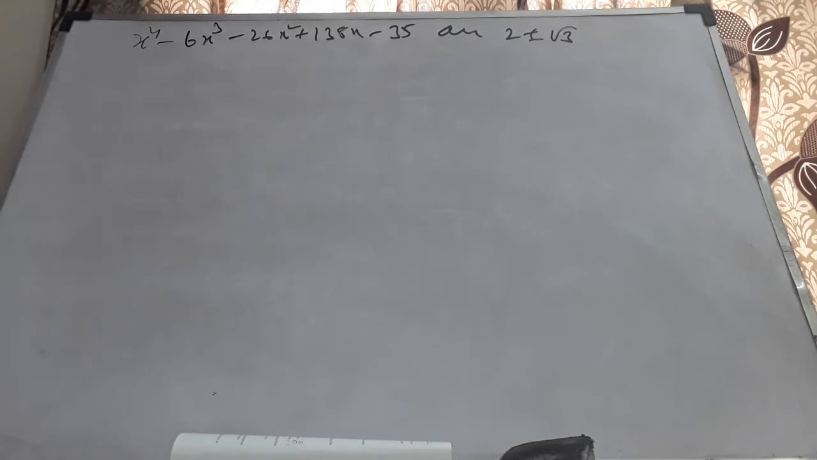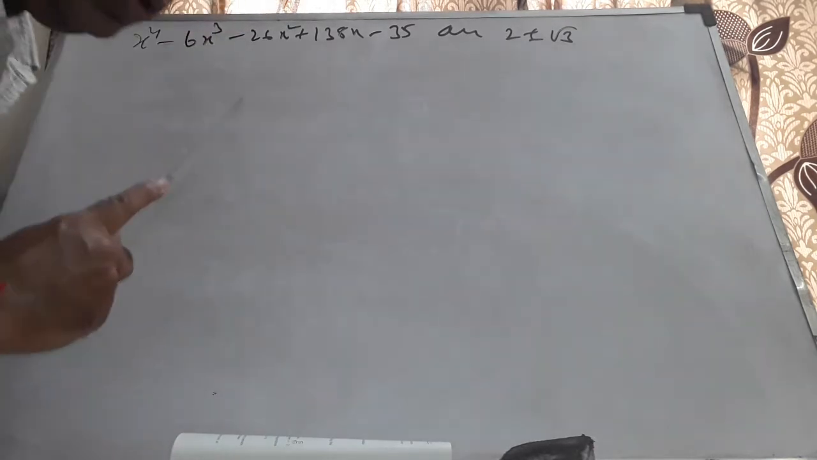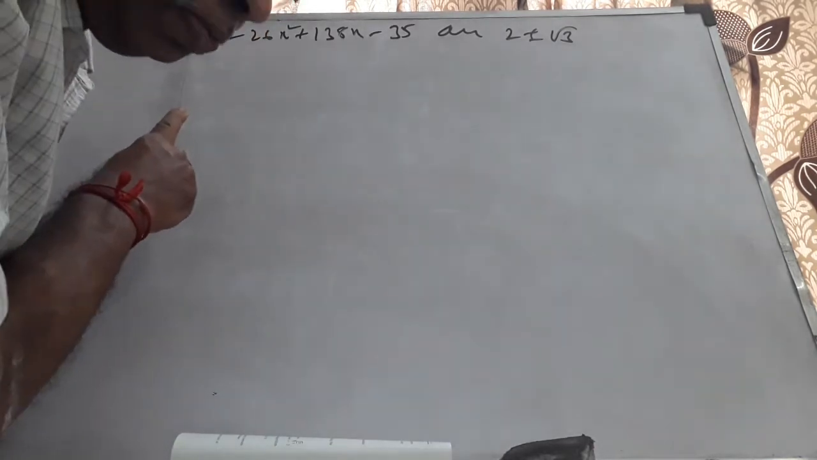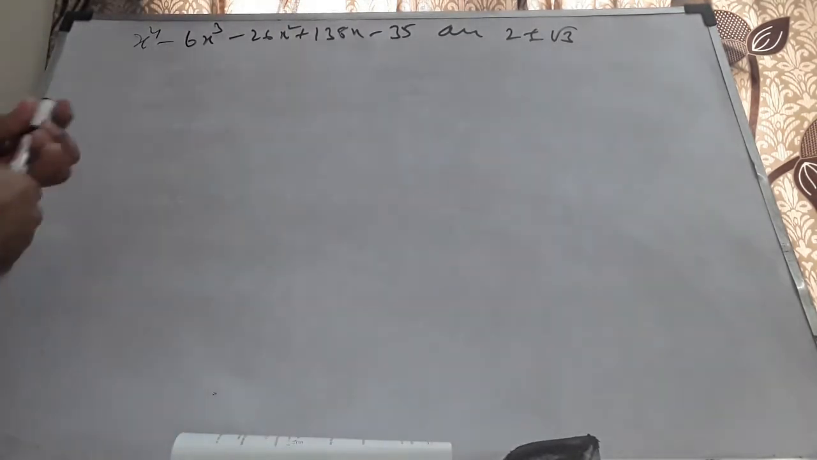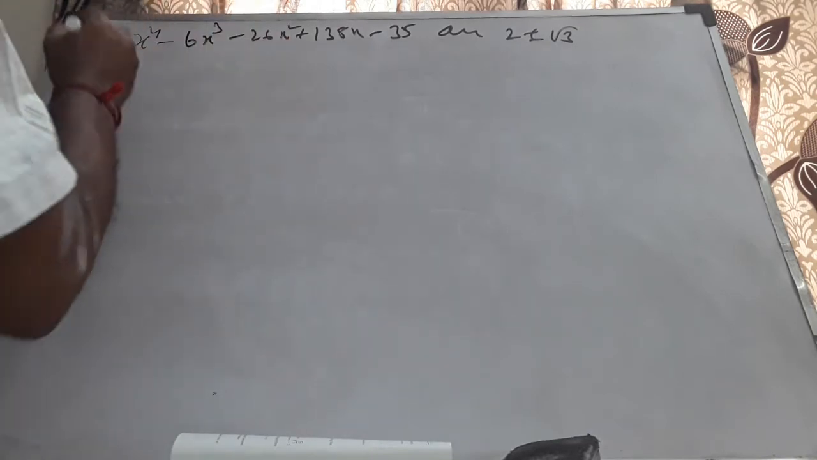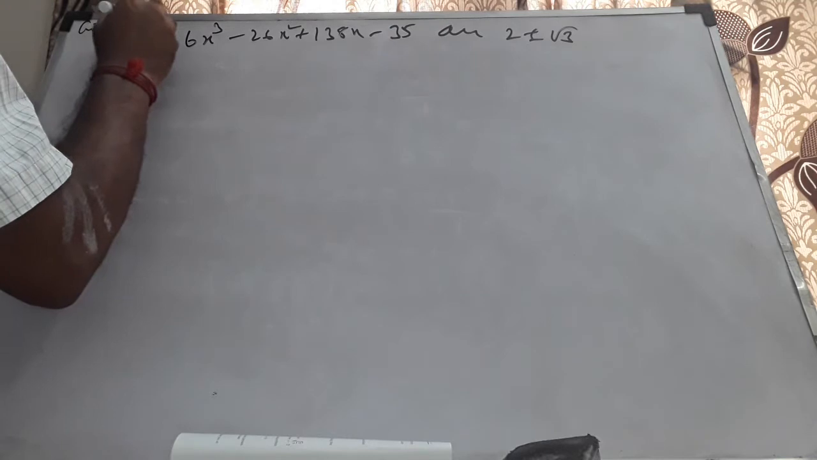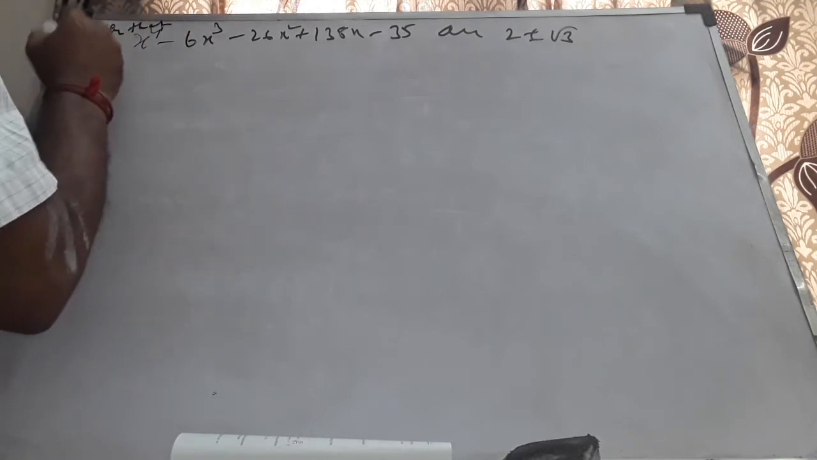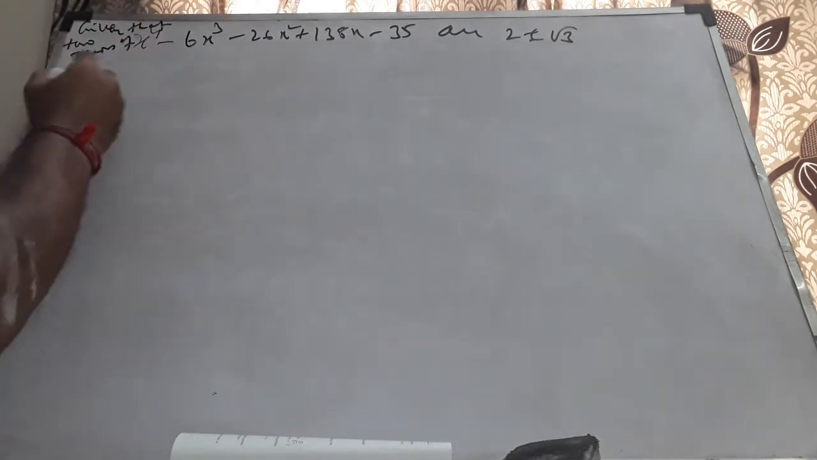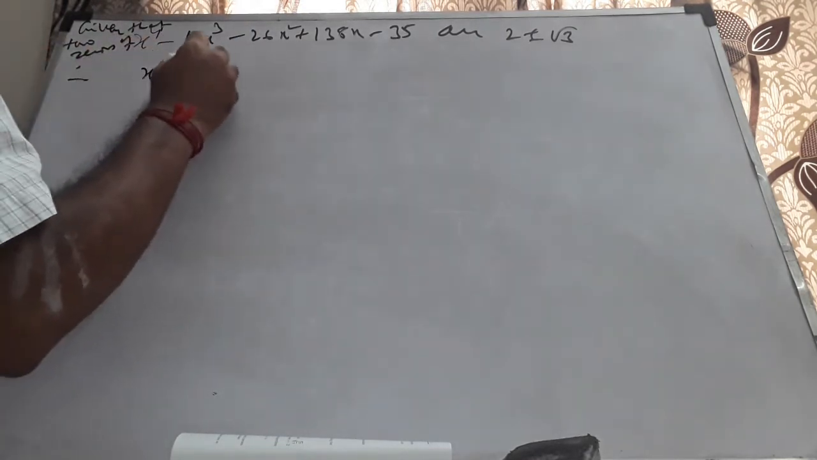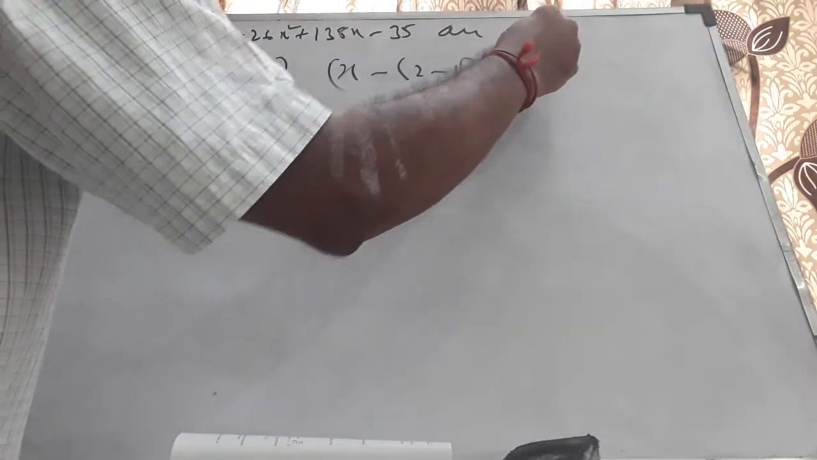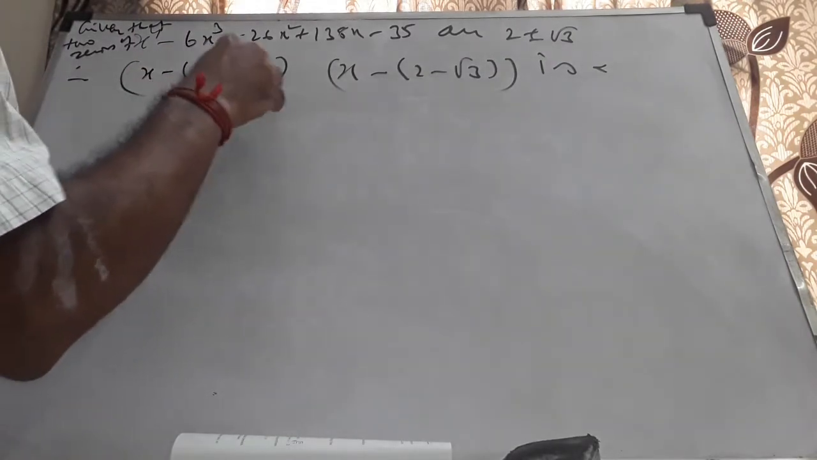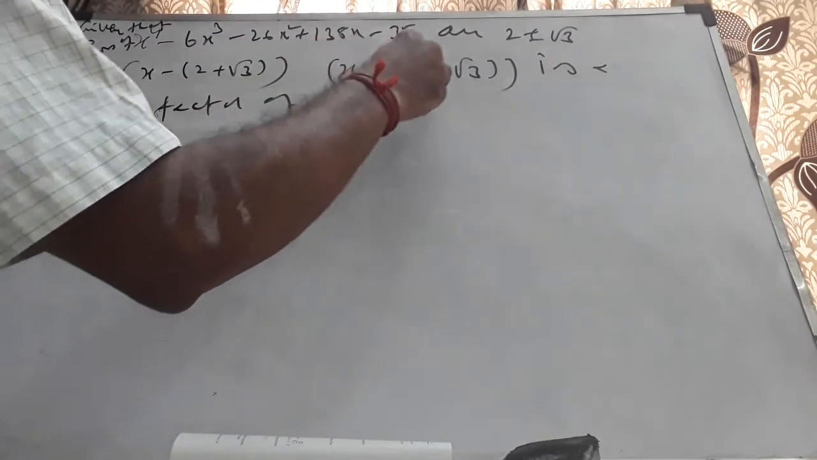Let me repeat, the question goes like this. Two of the zeros of x power 4 minus 6x cube minus 26x square plus 138x minus 35 are 2 plus or minus root 3. Then find the other zeros, find the remaining zeros. Okay, now given that two zeros are so and so, therefore x minus 2 plus root 3 into x minus 2 minus root 3 is a factor of the given polynomial.